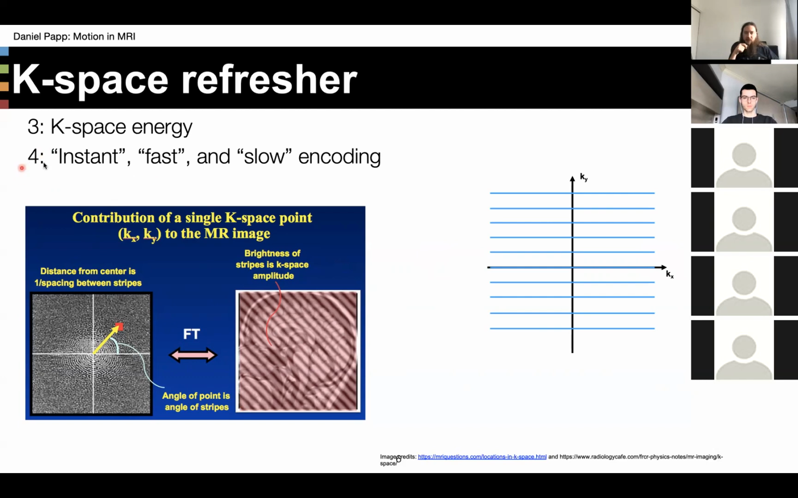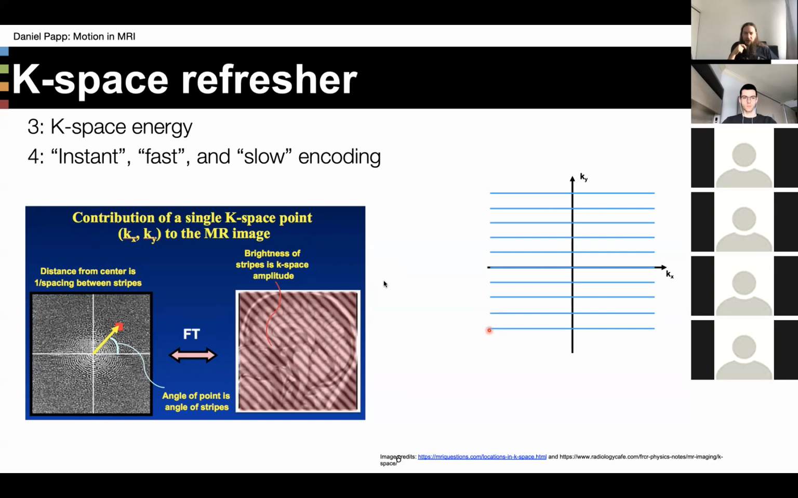So next thing to talk about is how we go through k-space. You can separate this into an instant, a fast, and a slow encoding direction. In this case, we go through k-space, for example, by reading out a line, collecting an echo, or moving through frequency encoding. Those are equivalent things. And then we step up using phase encoding.